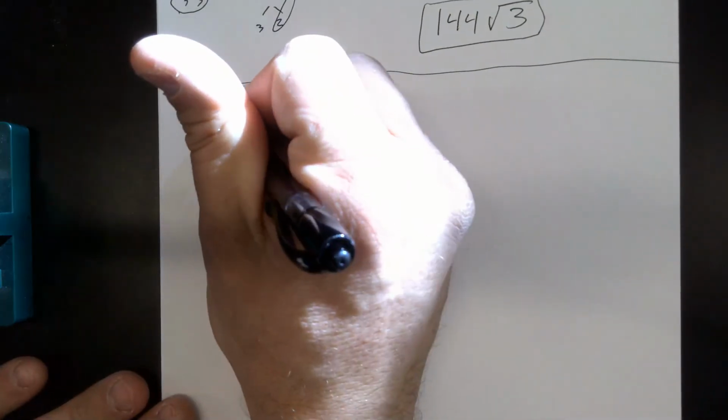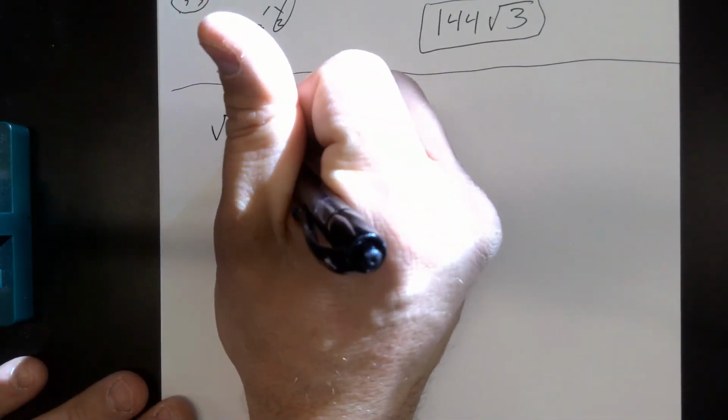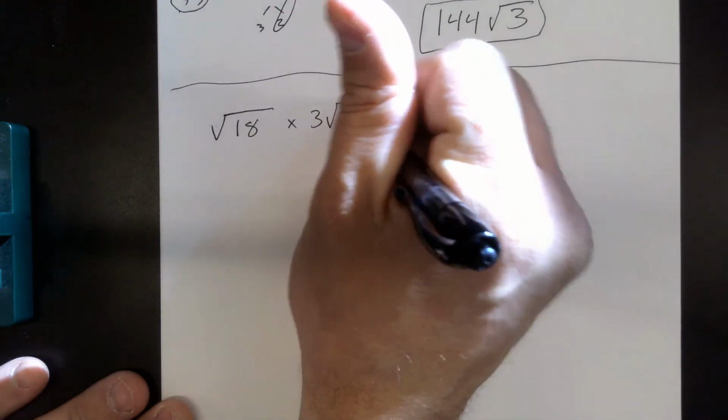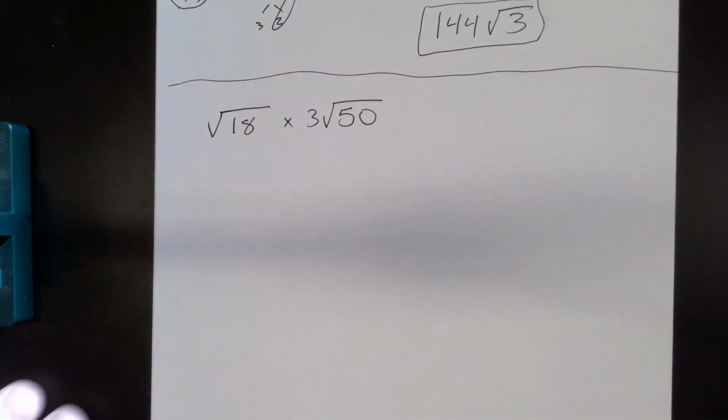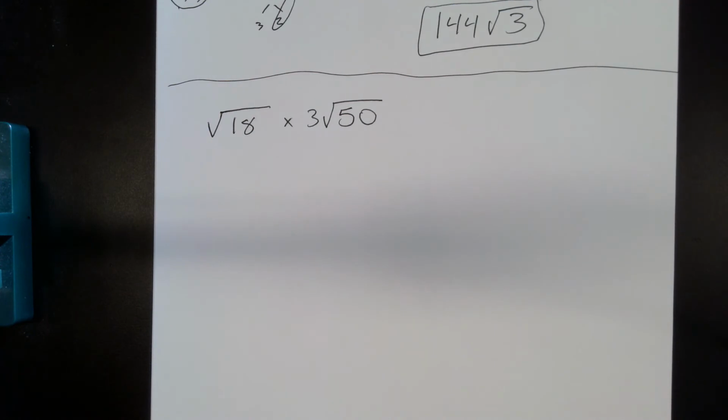All right, I want you guys to try one of these on your own. Here we go. If I have the square root of 18 times 3 square root of 50. Go for it.